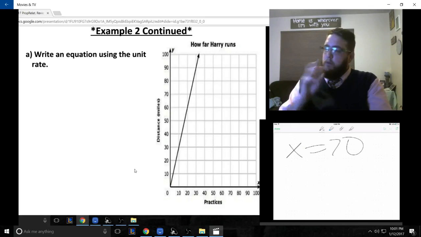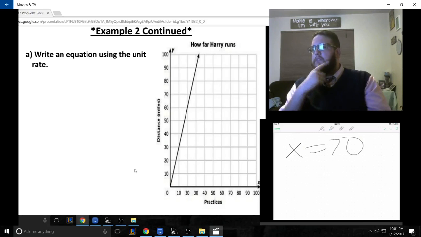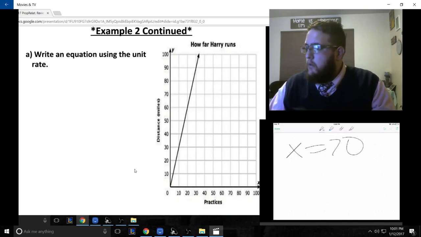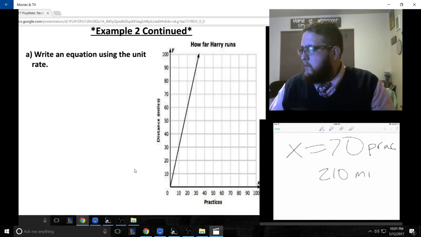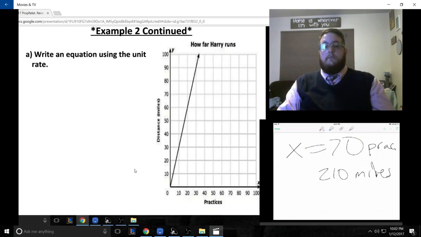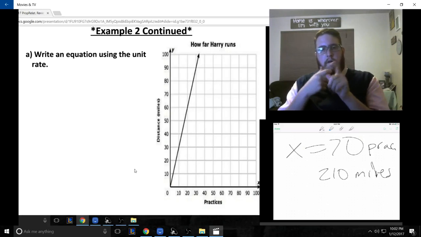So what does this tell us? Well, if you look on our axes, our x-axis is labeled as practices, so 70 must mean practices. So we know practices and miles. So from the information we have, we can determine that if Frankie runs 70 practices, he will have run a total distance of 210 miles.